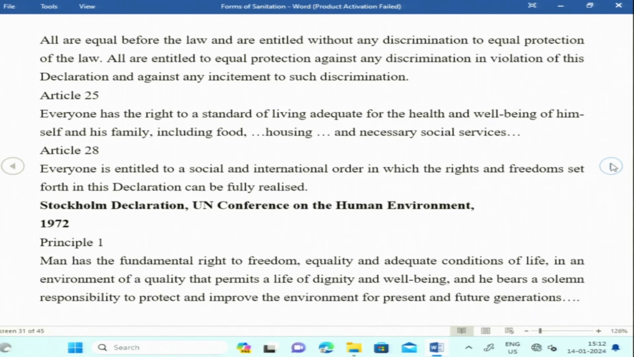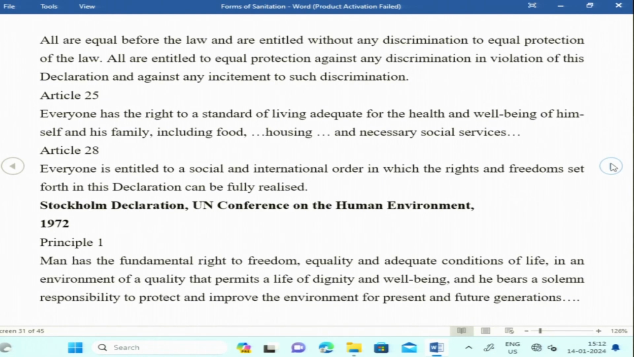And apart from that, Article 25 gives due emphasis upon the right to a standard of living in terms of adequate health and the well-being of oneself and one's family in terms of food, housing and the necessary social services. And then we try to speak about Article 28, which deals with the social and international order to have the rights and freedoms put forth for individuals in the wider sense.